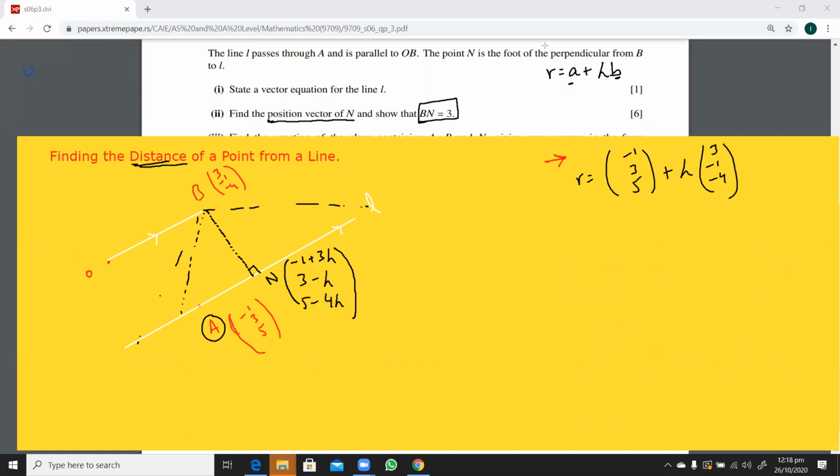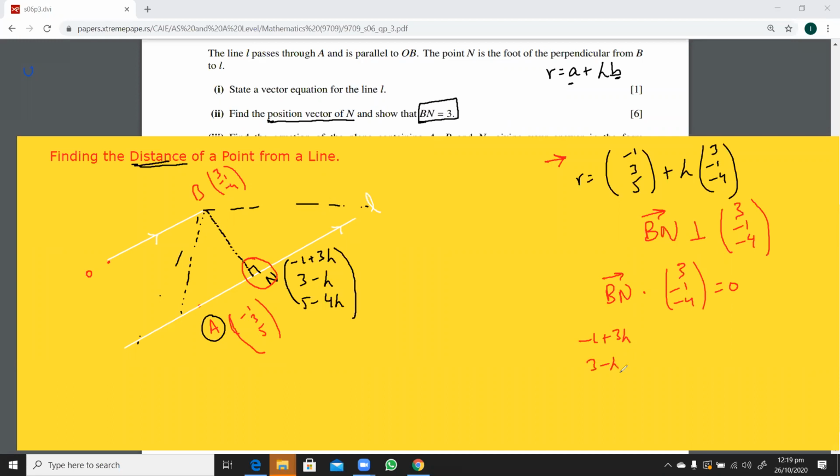Now you see that you people are clear that, look at this right angle over here. Can I say that BN, the direction vector BN, is perpendicular to the direction vector of the line? This BN is perpendicular to this line. Now, if they are perpendicular, can I say that the BN direction vector dot this 3, -1, -4 should be equal to 0? So now let's perform this dot product here.